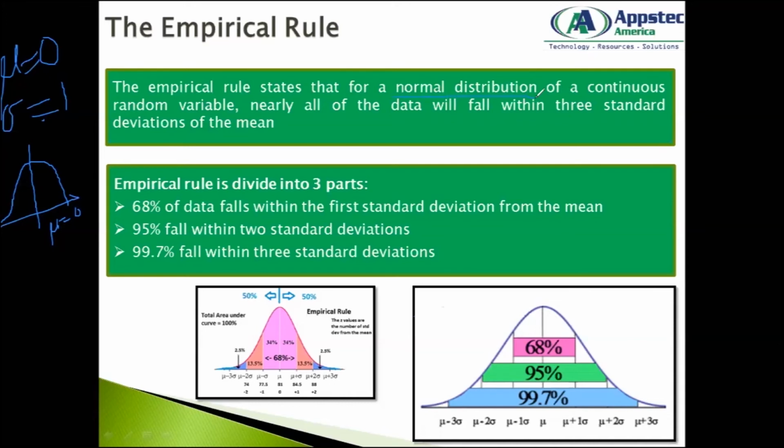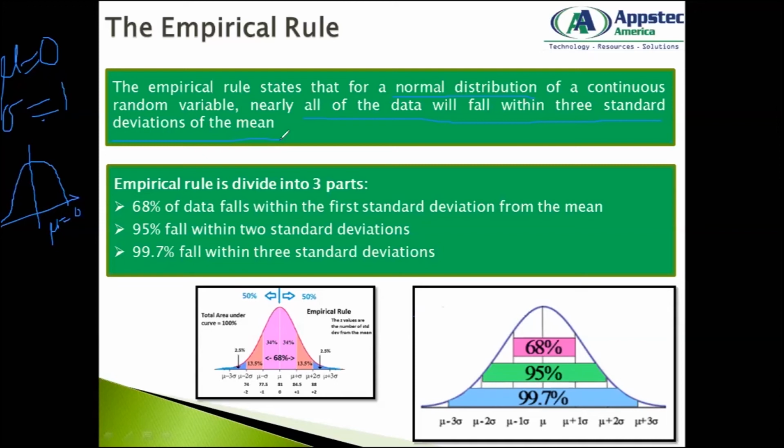So what does the empirical rule state? It says that for a normal distribution of a continuous random variable, and now we know what a continuous variable is and what a discrete variable is, right? Nearly all the data will fall within the third standard deviation of the mean. Now what do you mean by that? That was your question, right? Does it go till 6 sigma? It does not go till 6 sigma in stats.